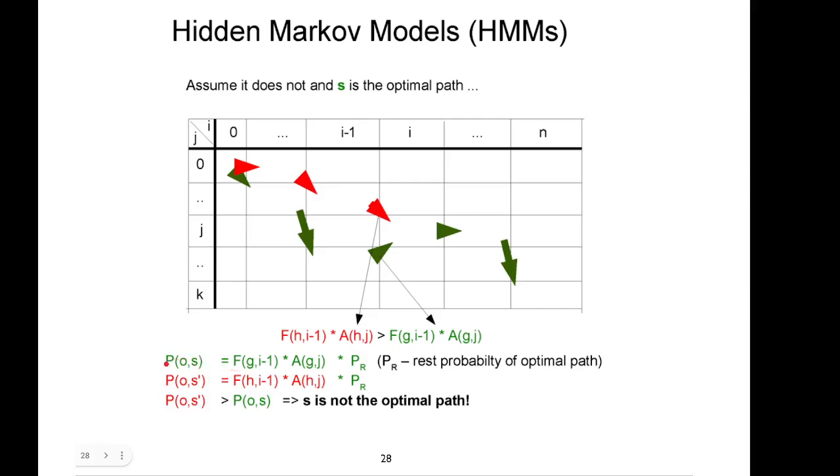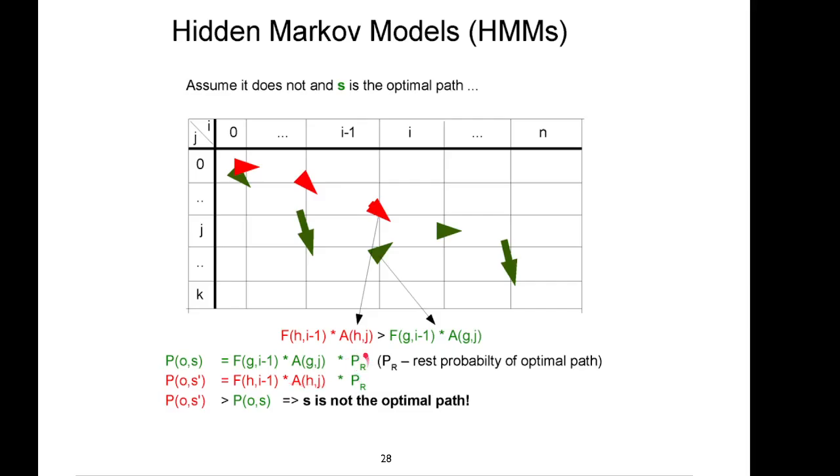Now, let's consider the total probability. The probability of seeing observation O with state sequence S, and green again is optimal, and on the other hand, our supposedly non-optimal red one over here, they're equal to this probability and this probability times the rest probability for this part. P(R) is this over here. So this is a true equal symbol here. So those are the same.